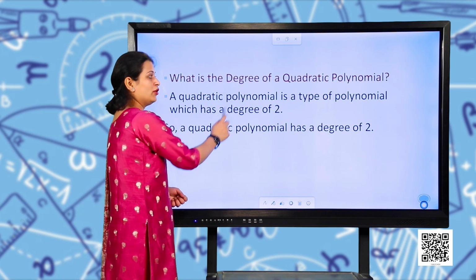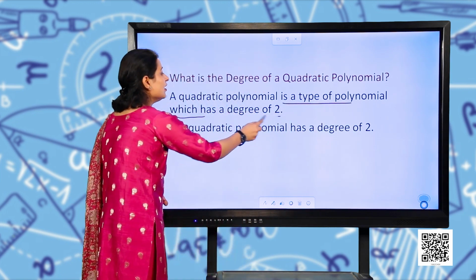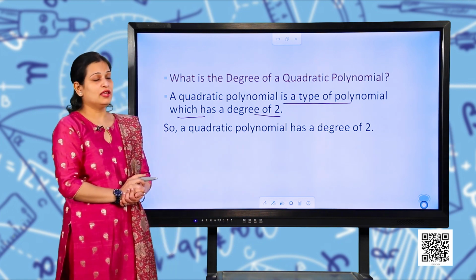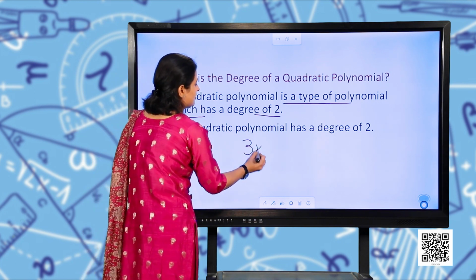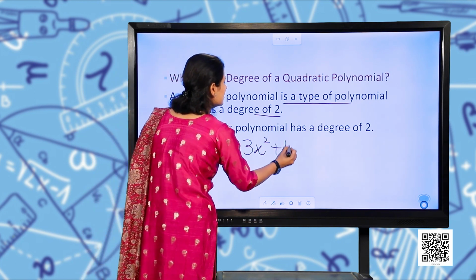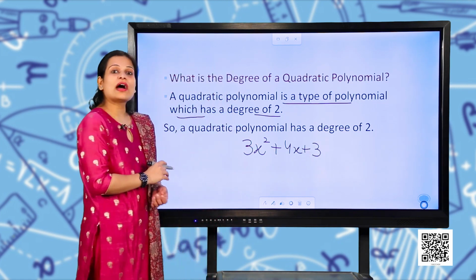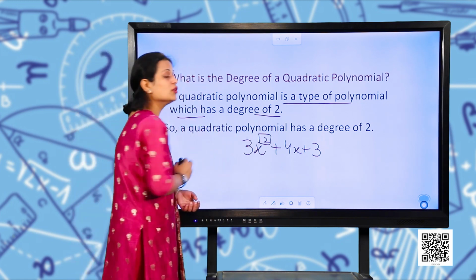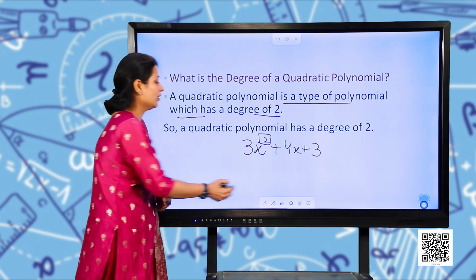quartic polynomial. Now comes the degree of the quadratic polynomial. A quadratic polynomial is a type of polynomial which has degree 2. So, a quadratic polynomial has a degree of 2. Suppose I have 3x square plus 4x plus 3. So, this is a quadratic polynomial because the degree is 2. The highest power of the variable is 2.